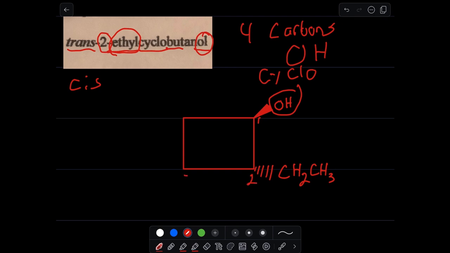1, 2, 3, 4. Now I could have just as easily named this the 1 carbon or this the 1 carbon, because this is symmetrical, and so you can kind of draw it differently. As long as you put the alcohol group on the 1 carbon and establish that as the 1 carbon, that's all that matters. And of course, from there you have your 2 carbon, which is going to contain this ethyl group. So again, this filled in wedge here means that this functional group is closest to you. When you have these lines, that means that the functional group is further away from you.